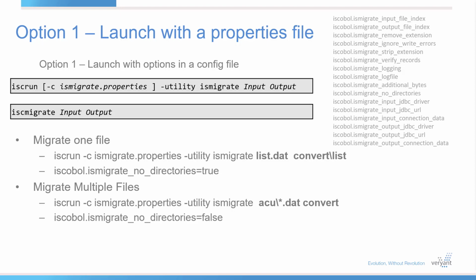To convert all the files in a folder, you would pass the folder and the extension pattern, for instance star.dat, as the input, and then a folder to put the converted files in as the output. And you would set ISMIGRATE no directories to false.